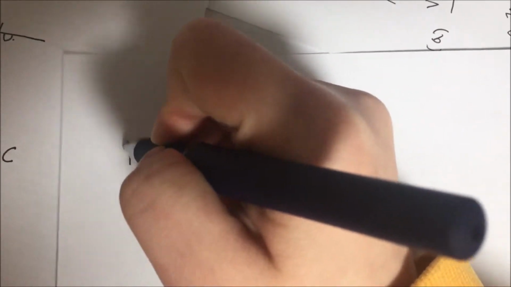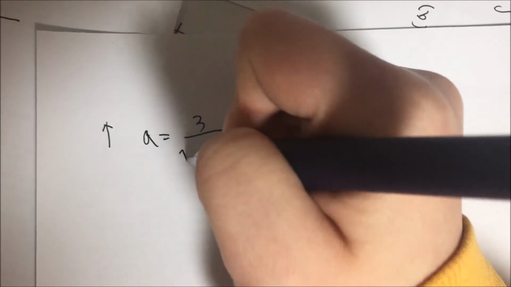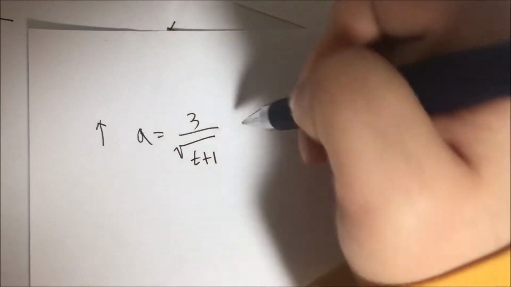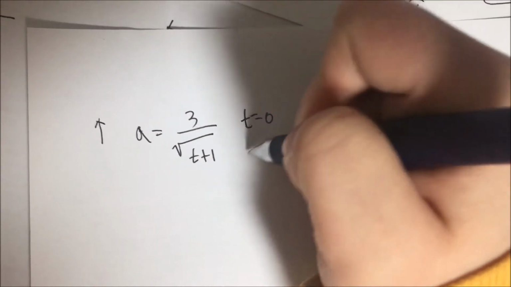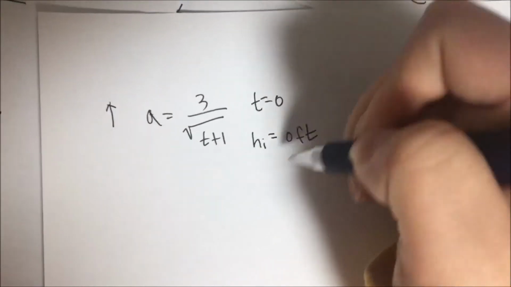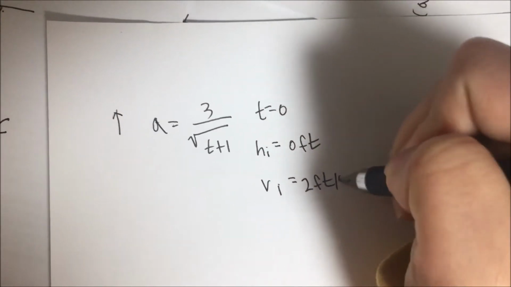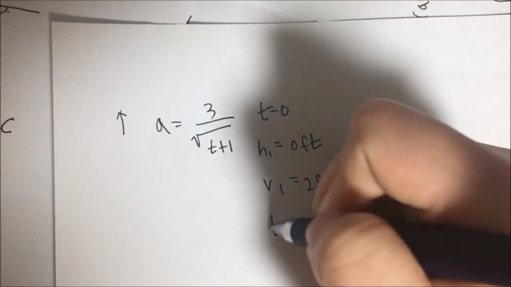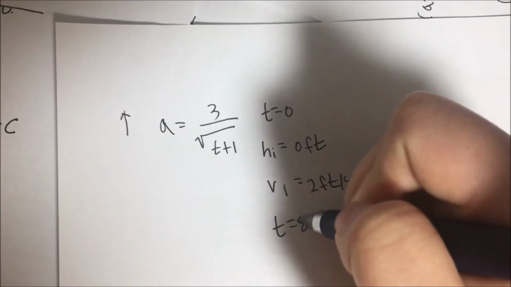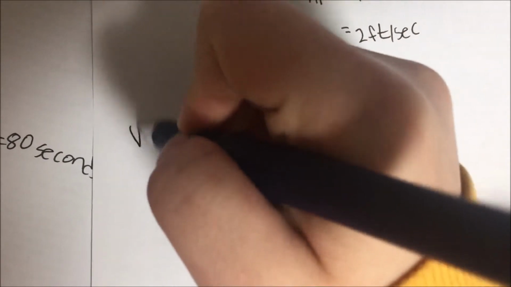Part C says rocket B is launched upward with an acceleration of a(t) equals 3 over square root of t plus 1 feet per second per second. At time t equals 0 seconds, the initial height of the rocket is 0 feet and the initial velocity is 2 feet per second. Which of the two rockets is traveling faster at time t equals 80 seconds? So we should find the velocity of rocket B.